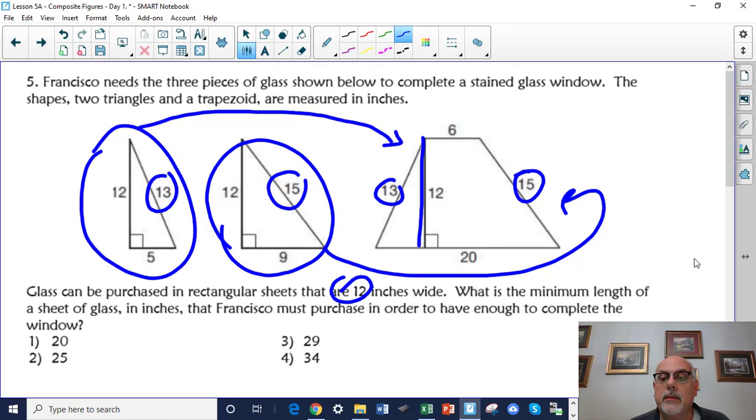So this lesson has been brought directly to you from my dining room table.